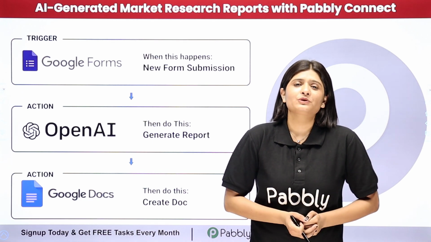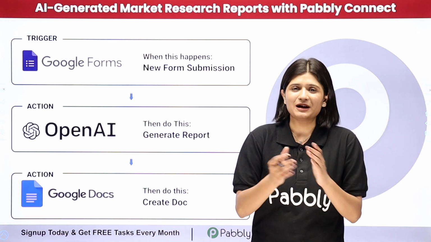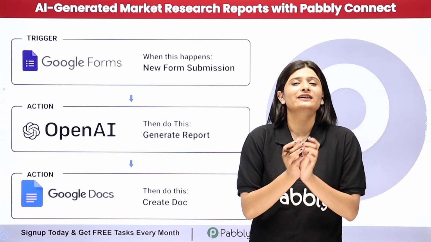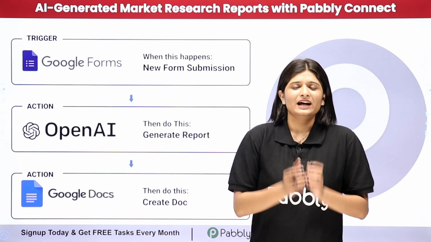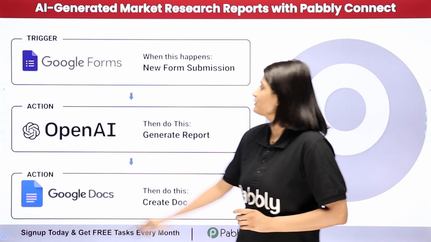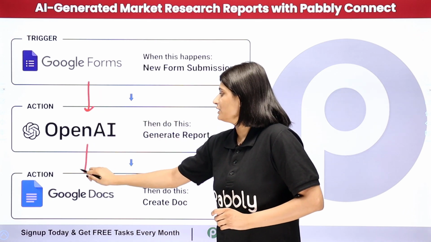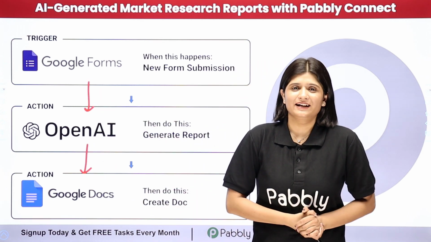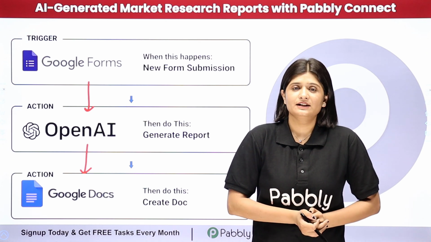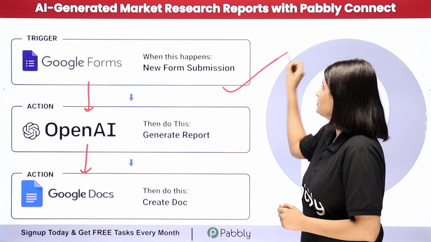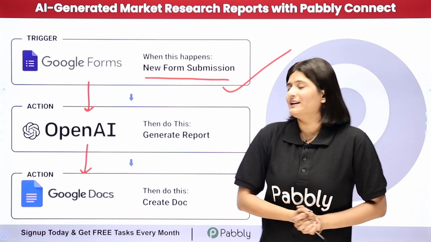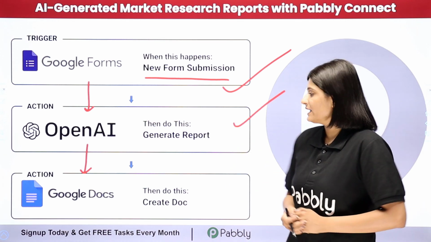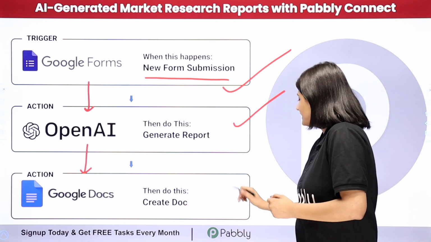Doing this manually will consume a lot of time, so I'm completely going to automate this process, and to do this automation I'm going to use Pabbly Connect. Pabbly Connect is an amazing automation and integration software which requires no coding or programming skills. Here I just need to build a connection between Google Forms, OpenAI and Google Docs. With the help of Pabbly Connect, I am going to build this connection in such a way that whenever there is a new form submission in Google Forms, the report will be automatically generated with the help of OpenAI and a Google Doc will be automatically created.